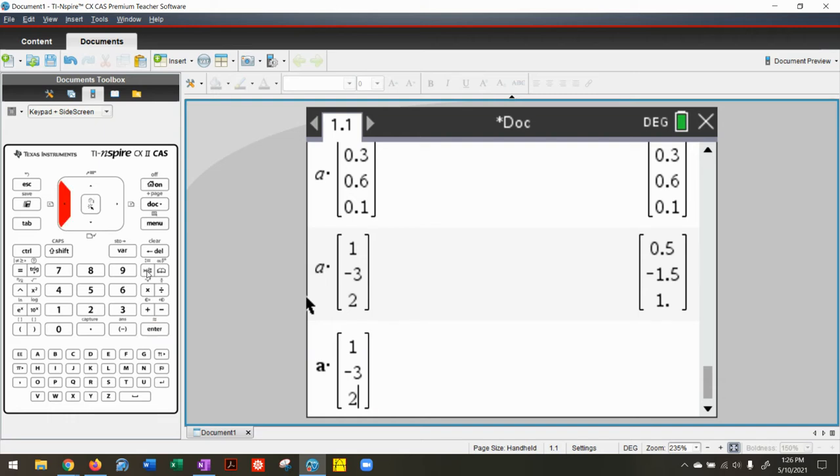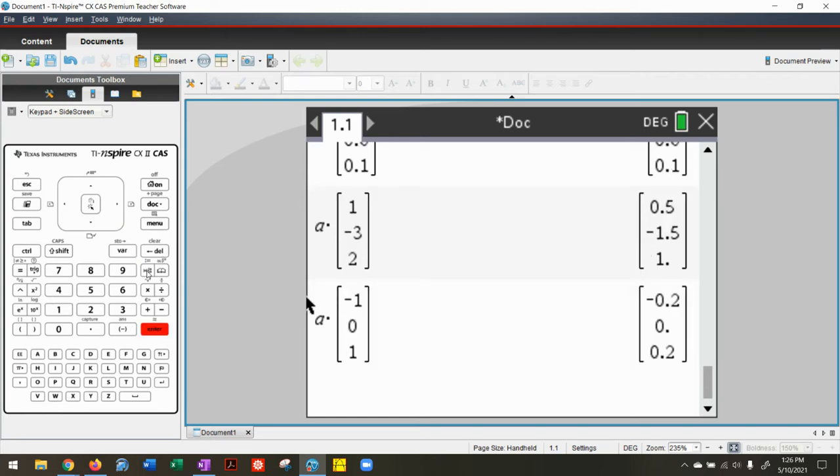So that means that that's also an eigenvector with eigenvalue 1/2. And finally, we'll try our last one, negative 1, 0, 1. And looks like we have multiplied by 0.2 to get that. So we've multiplied by 1/5. So we now know our eigenvalues that are associated with each of those. So that's part A. Showing them simply means multiplying.